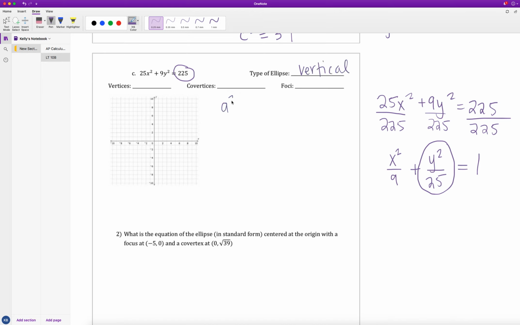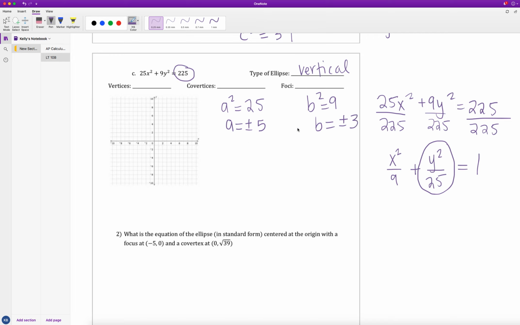I also know then right away that my a squared is 25 and my b squared is going to be equal to 9 from my two denominators. Just like before, I'm going to square root both of these, so I get a to be plus or minus 5 and b to be plus or minus 3.